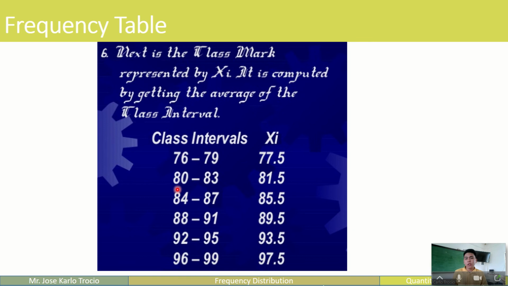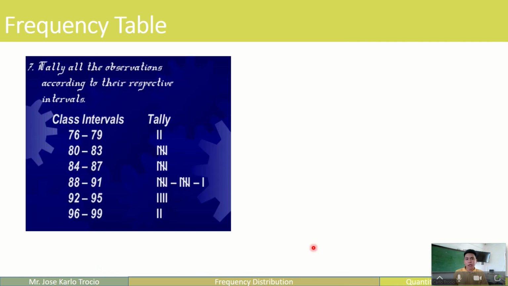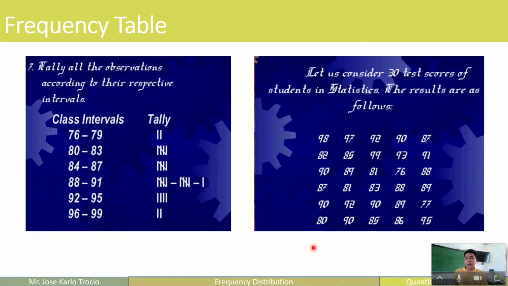The same process that we are going to do here: 80 plus 83 divided by 2, that is 81.5, and so on. So again, you have the class boundaries, you also have the class marks. And then you are now going to proceed to tallying the data here. So you have here 76 to 79. Okay, we're going to count. For example, let us count the first interval here, 76 to 79. Can we spot?